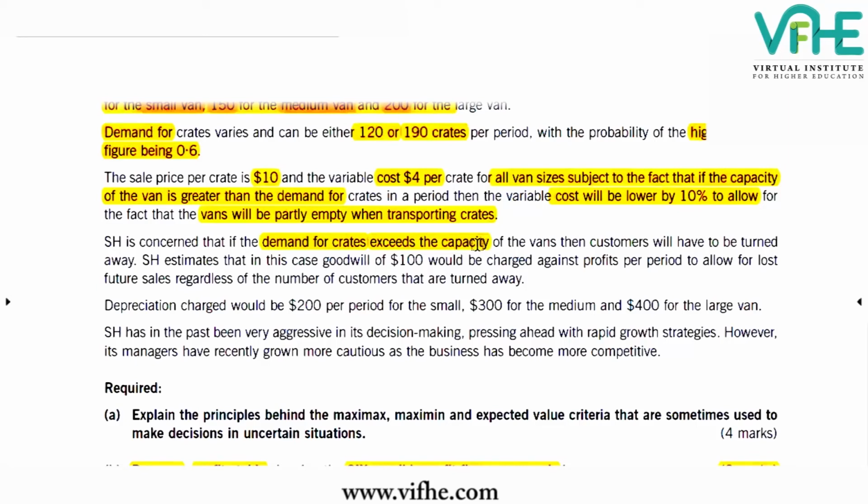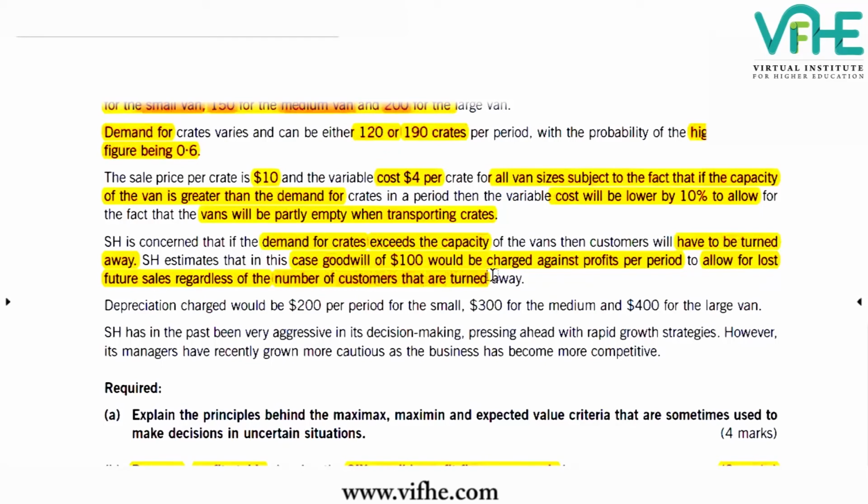So in that case, what will happen? Let's see. If the demand for crates exceeds the capacity of the van, the customer will have to be turned away. In this case, goodwill of 100 would be charged against profits per period to allow for the lost future sales, regardless of the number of customers that are turned away. Now, over 100, you are turning away the customers. Let it be 10, 20, 100, or 150, whatever it is. Over 100, whatever number of customers you are turning away.